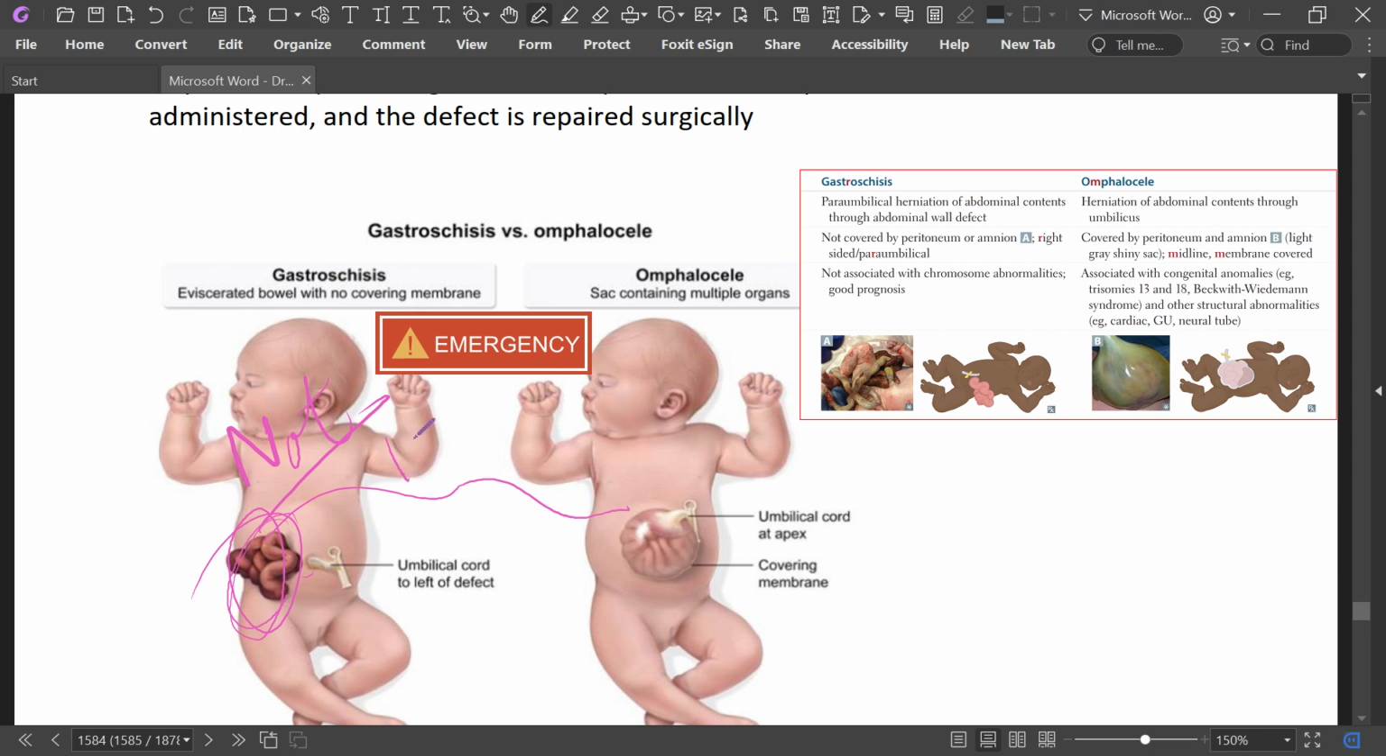What are the anomalies? Trisomy 13 (Patau), trisomy 18 (Edwards), and there may be Beckwith-Wiedemann syndrome, and there may be other cardiac, GI, GU, and neural tube abnormalities.